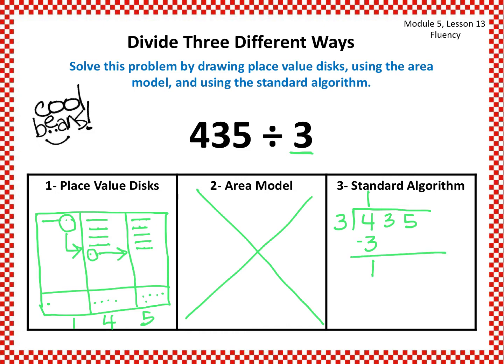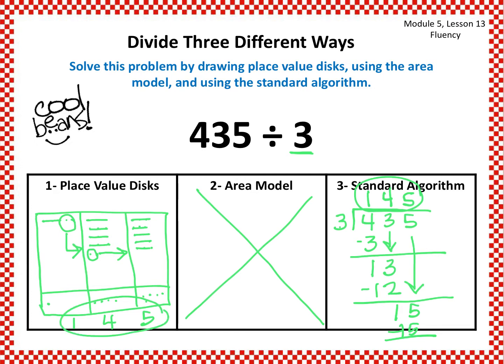I've got one left over and I'm going to bring down my 3 from my 10 spot. And how many groups of 3 are there in 13? Well, I have 4 groups of 3 in 13. So 4 times 3 is 12. I'm going to get rid of that, and I'm left with 1, and then my final 5. How many groups of 3 in 15? 5. 5 times 3 is 15. When I subtract, I've got 0. So my answer here is 145, and that agrees with the answer that I got from my place value disks. So I can be pretty certain that that is the correct answer.